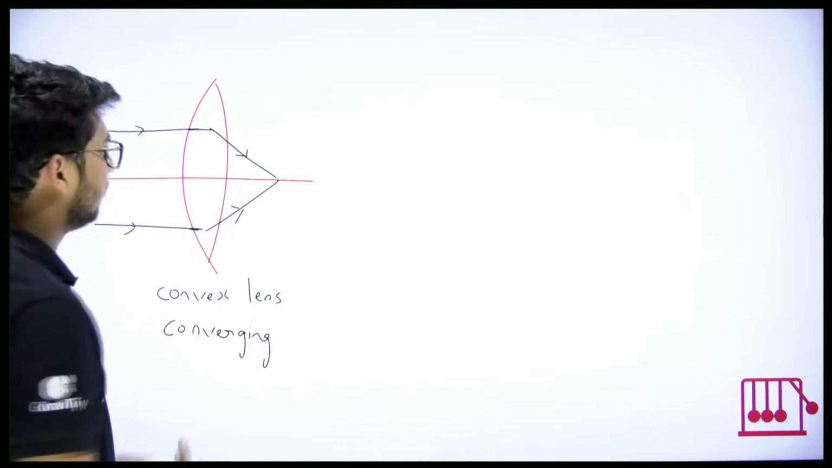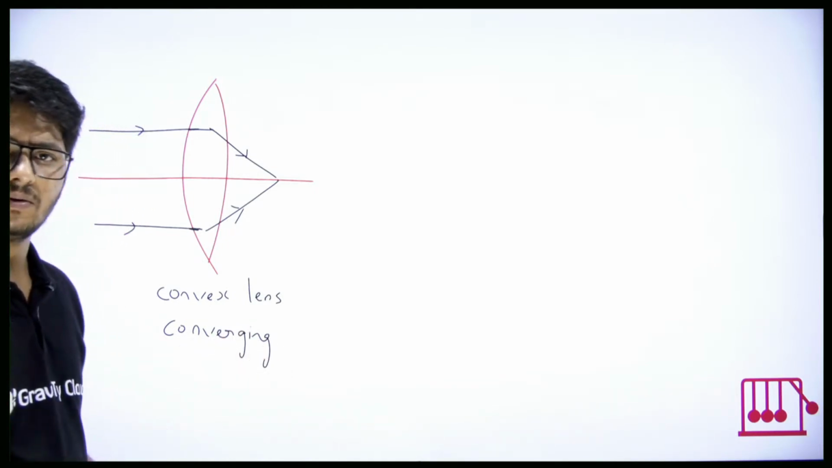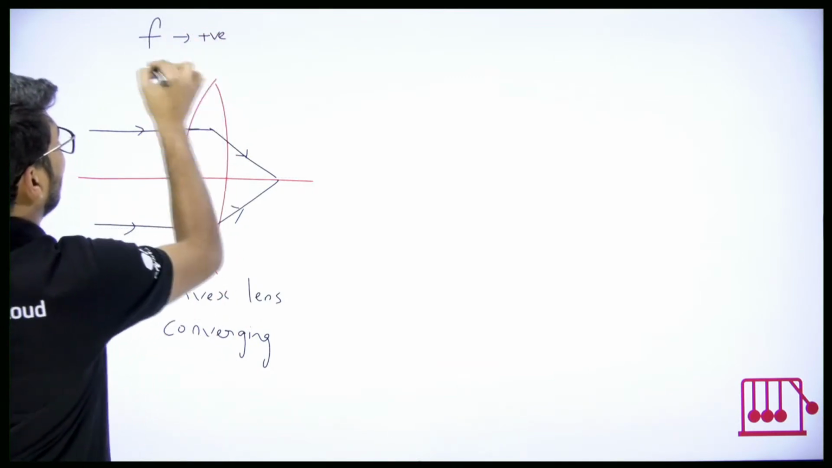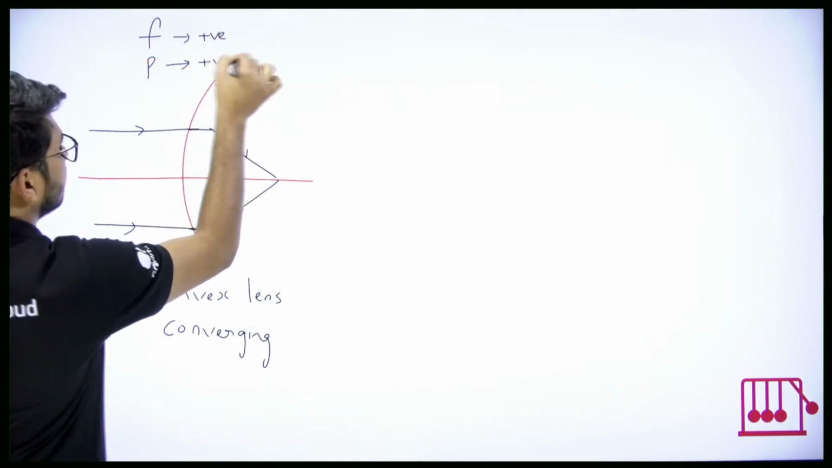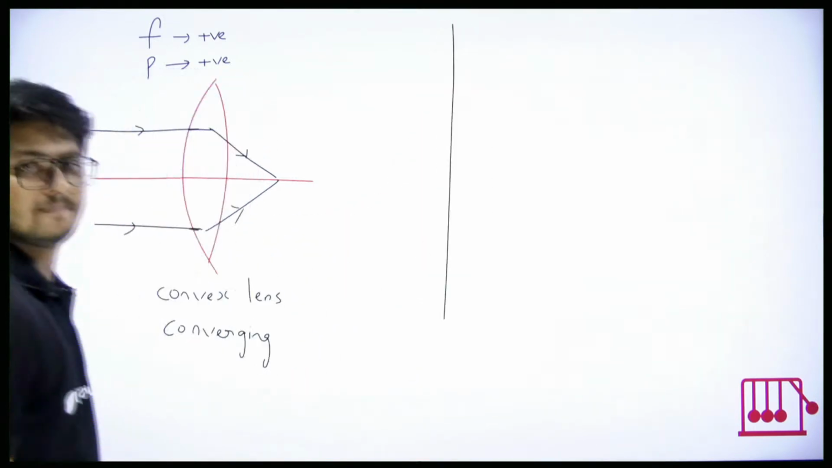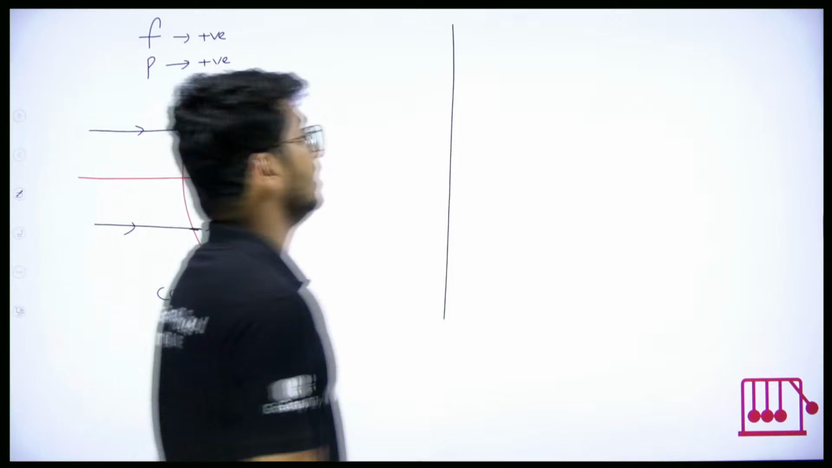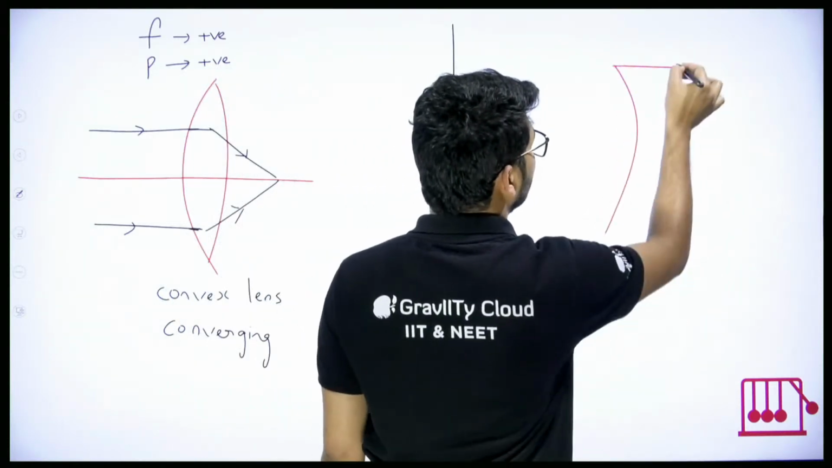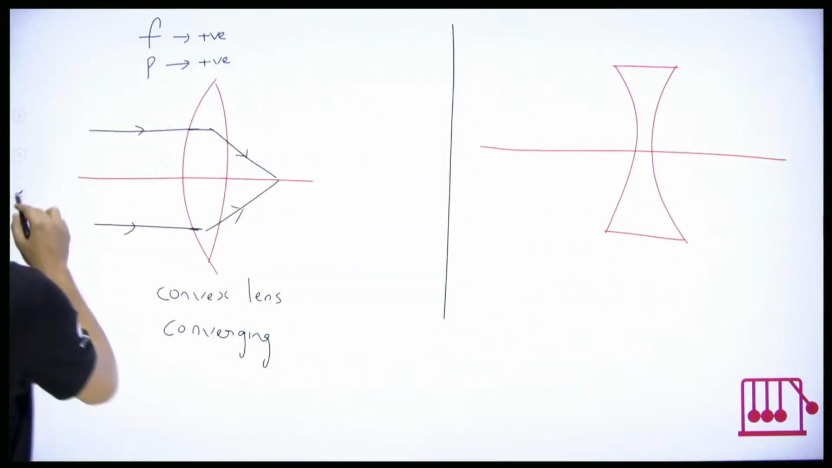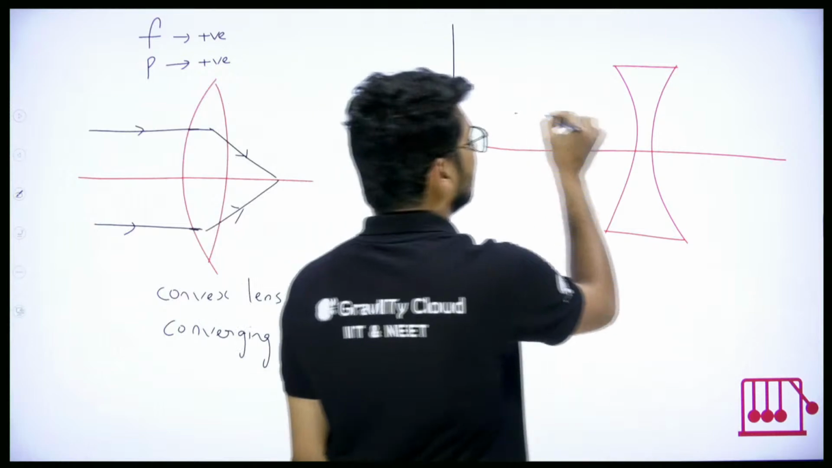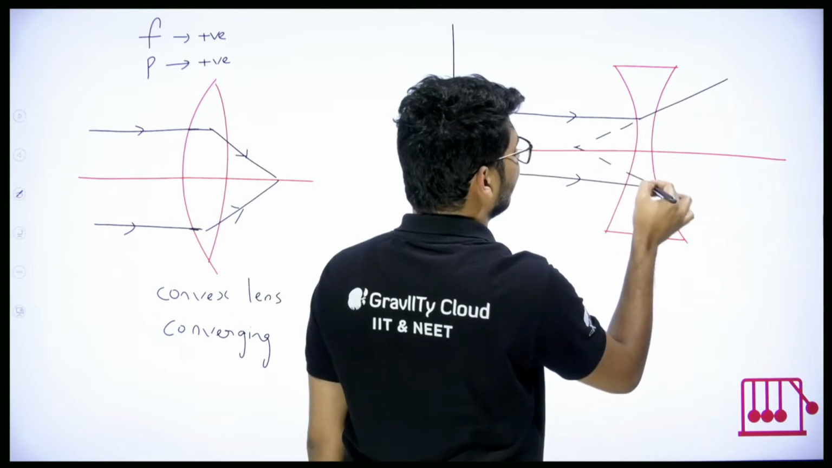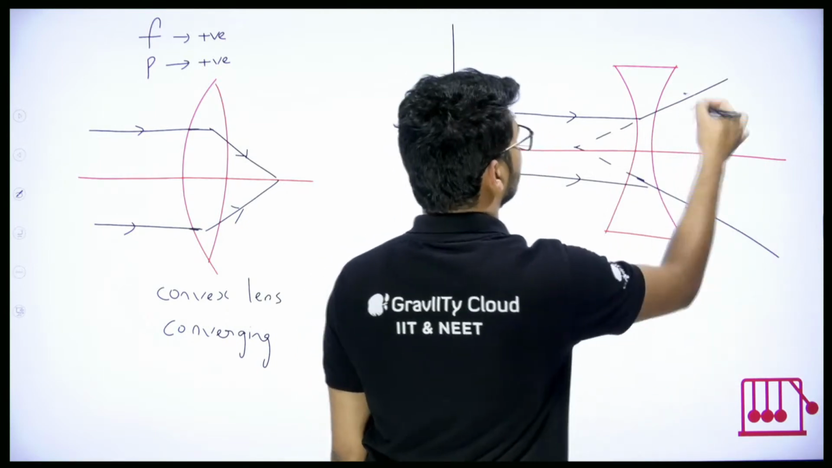And here, the focal length is positive or negative? The focal length in this case is positive. That means power is positive. Focal length is positive, that means power is positive. Simple. Now, similarly, if I take a concave lens with its principal axis, and then take incident parallel rays, what happens to them? They will refract in this way, or they will diverge.